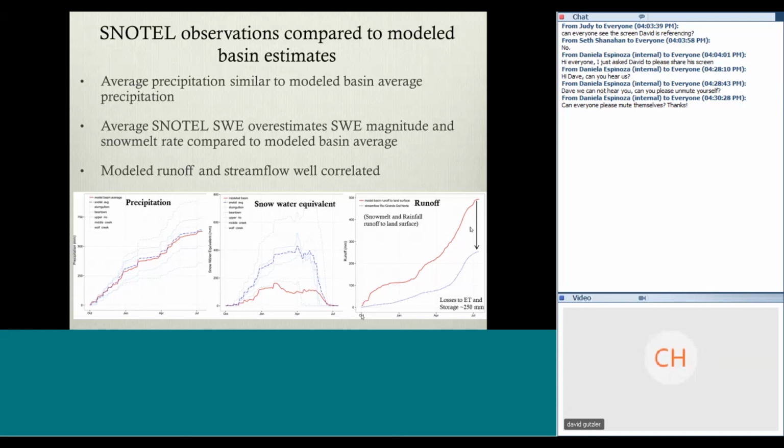Lastly, in red we have the modeled cumulative runoff to the land surface from Snow Model, and that's compared to cumulative streamflow measured at the Del Norte gauge. You see these are pretty highly correlated, but there's also a pretty large discrepancy between the two, and that has a lot to do with other hydrologic processes like evapotranspiration and change in storage that are really important to consider when making these forecasts.